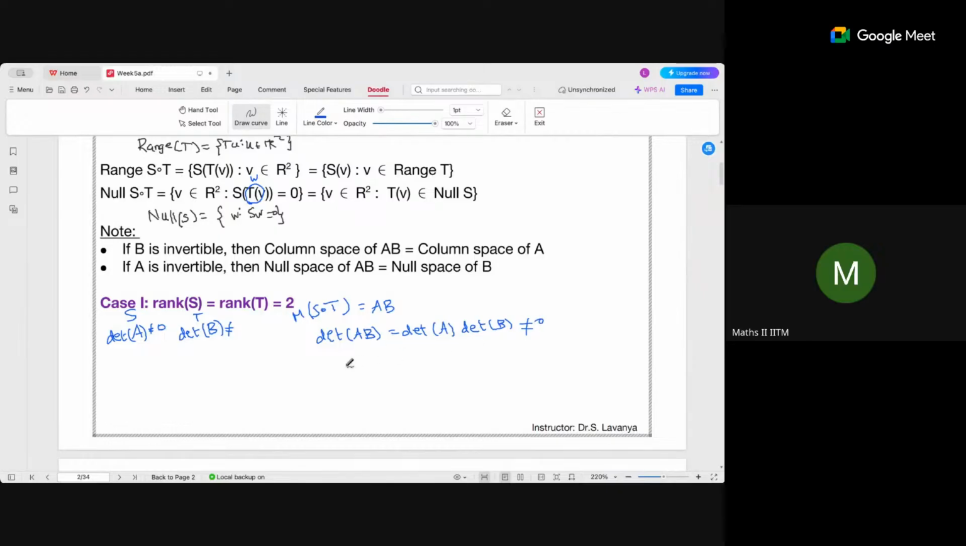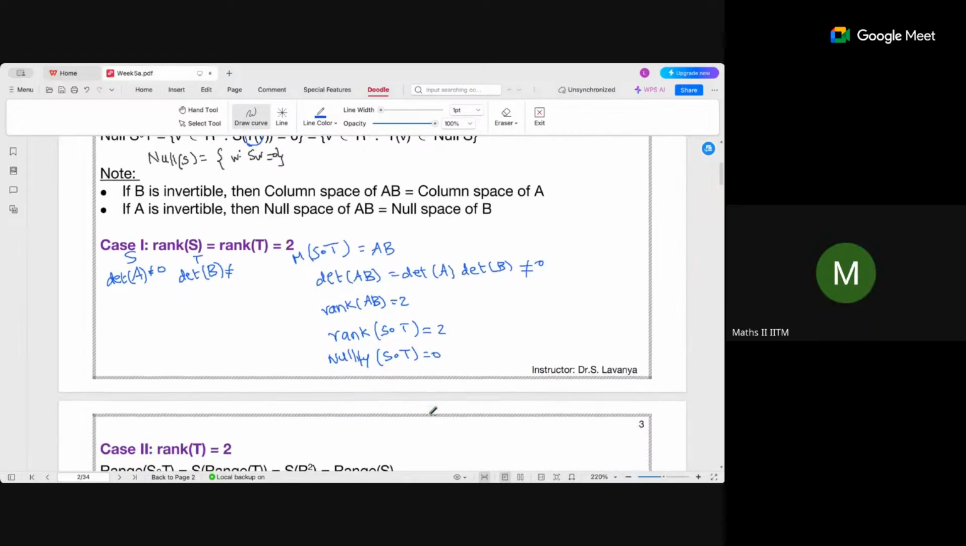Okay, so if this is non-zero, what can you say about rank of AB? Full rank. Okay, so if rank of S and rank of T are 2, then rank of S composition T is also 2. Okay, and in that case, what is the nullity? Zero. Clear? Okay, so let's look at the next case.